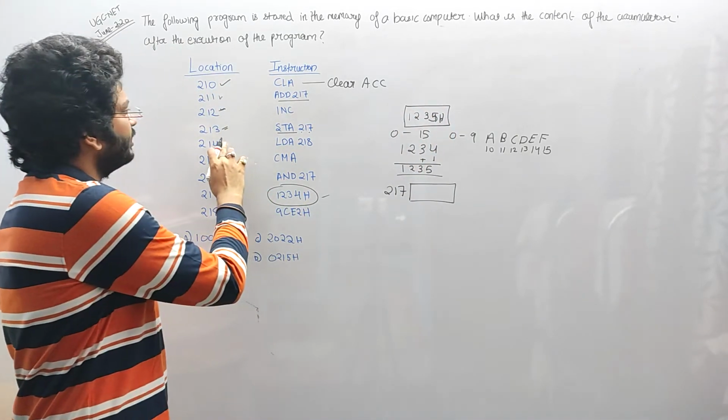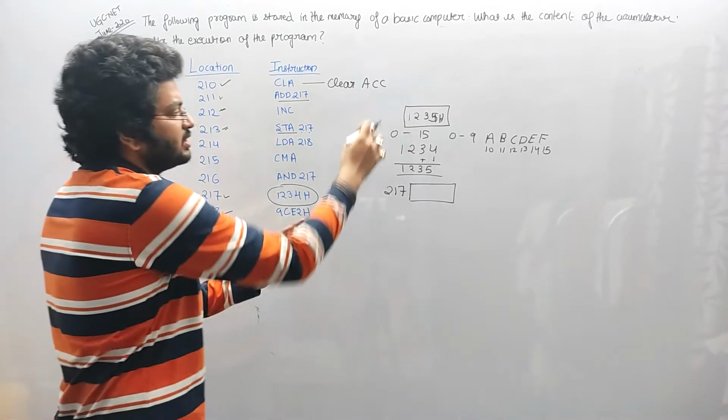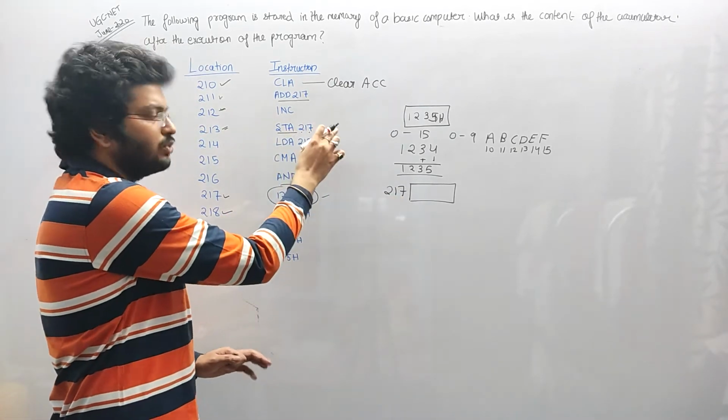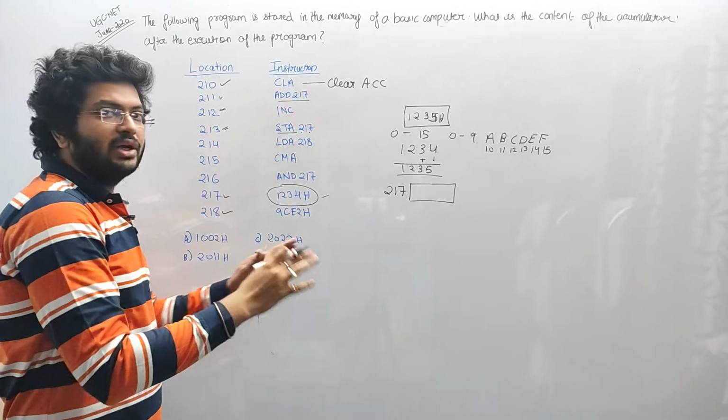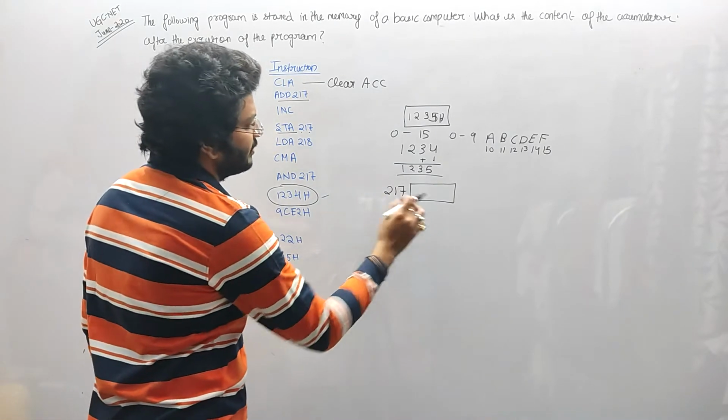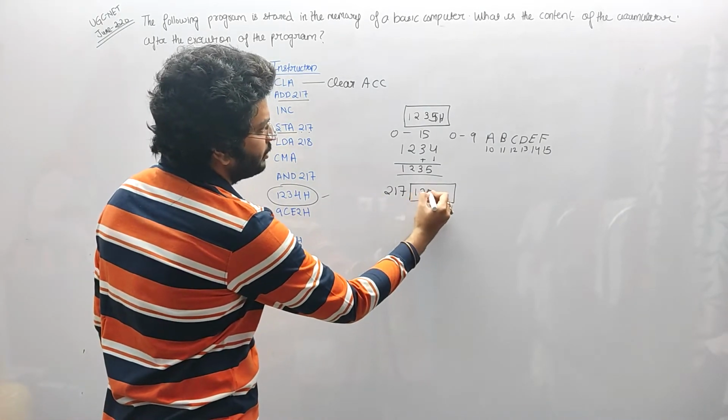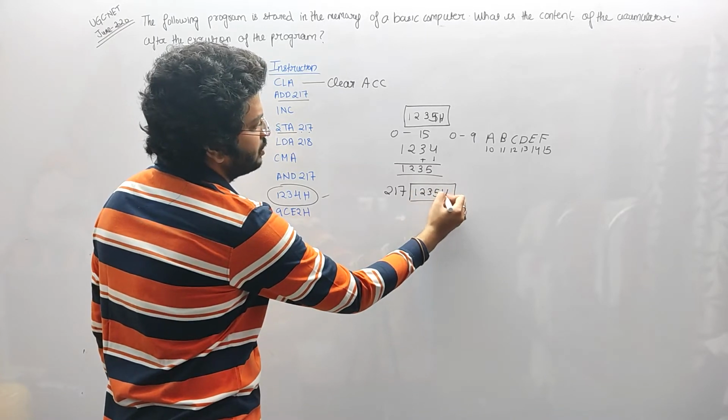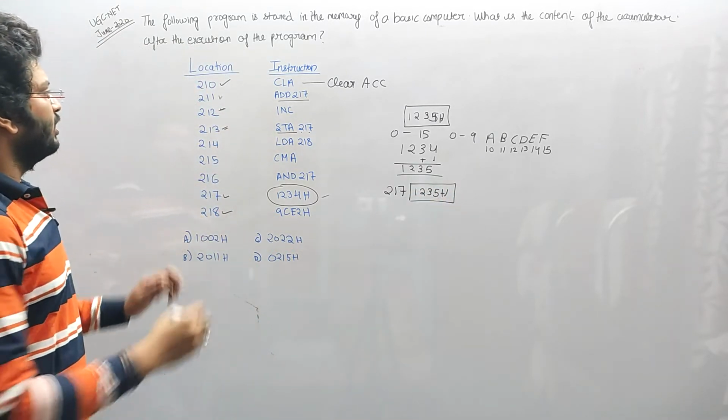Now instruction 213 says we have to store this in 217. Store accumulator 217 means store the contents of the accumulator in 217. So we are placing 1235H here. Okay, now this is over.